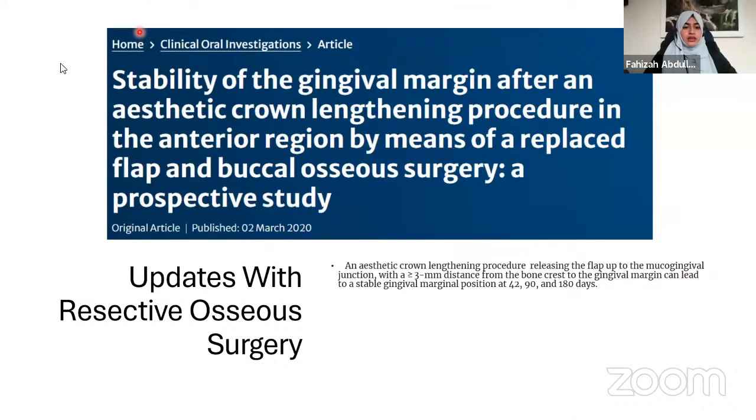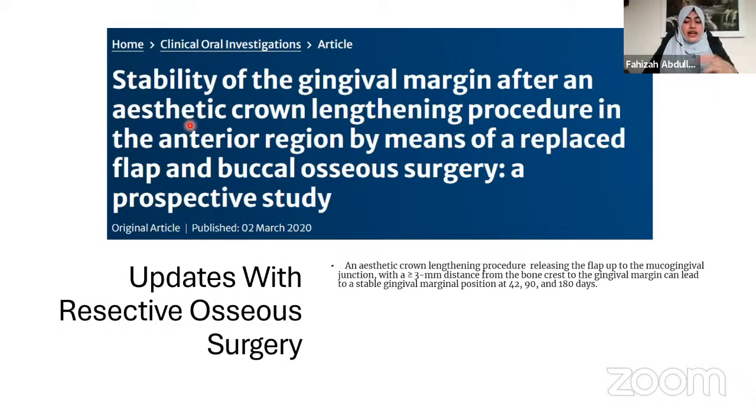Then other recent updates, let's just have a look. This is the stability of the gingival margin after aesthetic crown lengthening procedure in the anterior region. I think we have actively been doing this in all of our clinical scenarios where we do crown lengthening procedures. Probably we stick to only gingival crown lengthening because that's the easiest way for us to do it, and we don't stick to the biological width and biological maintenance. But it is very important because it can cause further recession, and you're not achieving the final goal of the aesthetics for the long term.